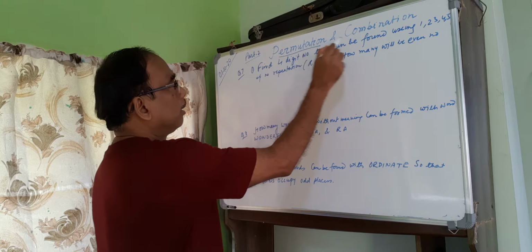And number 4: how many words can be formed with the word ORDINATE when vowels occupy odd places? In ORDINATE there are 1, 2, 3, 4, 5, 6, 7, 8 letters. So vowels occupy odd places. There are 4 vowels, and the odd places are 1, 2, 3, 4, so 4 vowels.